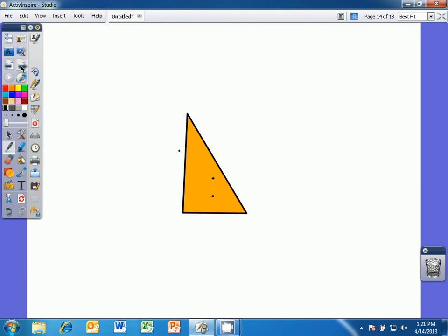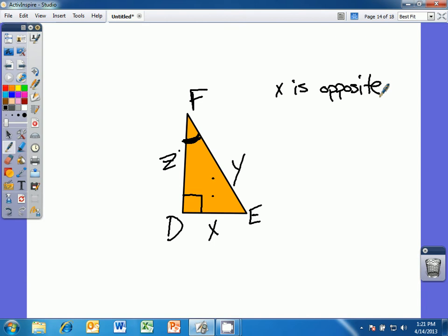I'm looking here at triangle DEF, and D is my right angle, and I'm interested in my relationships as they relate to angle F. Here X is opposite, Y is the hypotenuse, and Z is adjacent.